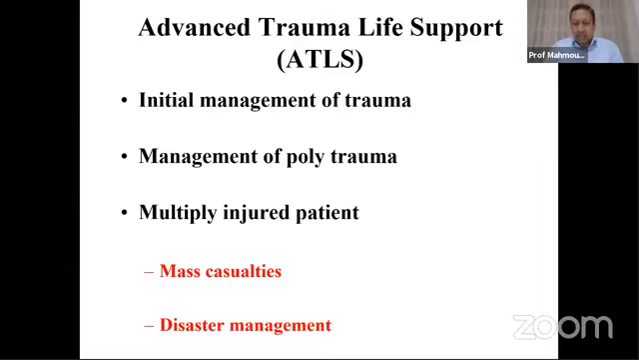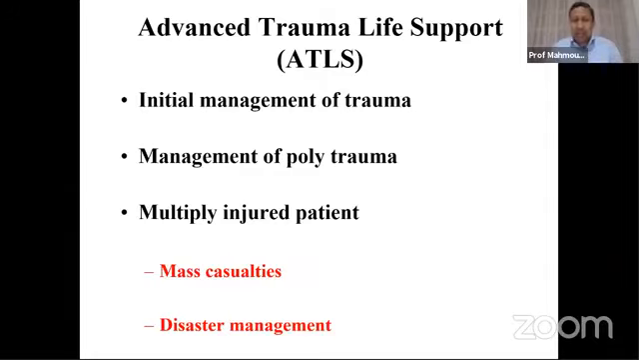And I think it is essential in many countries to have this course before getting a job, before progressing in your career, not only as an orthopedic surgeon, but as a physician in general. It deals with the initial management of trauma and how you manage a polytraumatized patient, more than one patient involved in an accident, or a patient with multiple injuries. There are two other categories which are out of the scope of this lecture today.